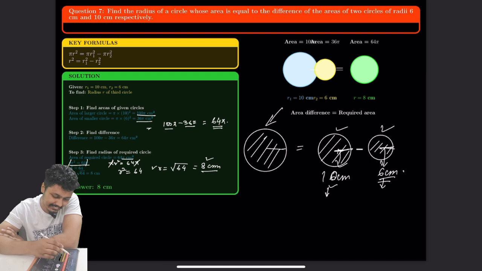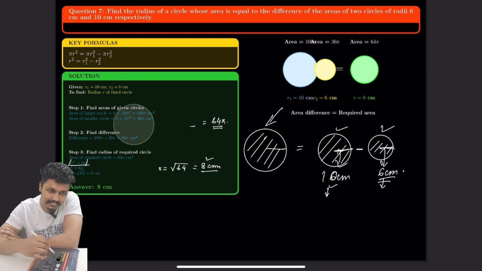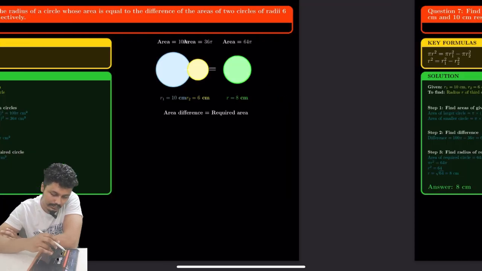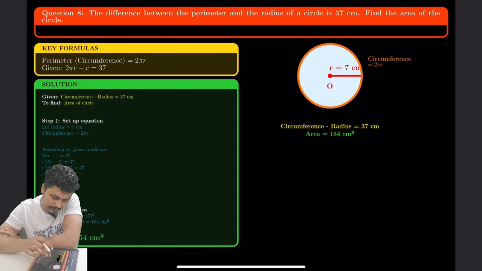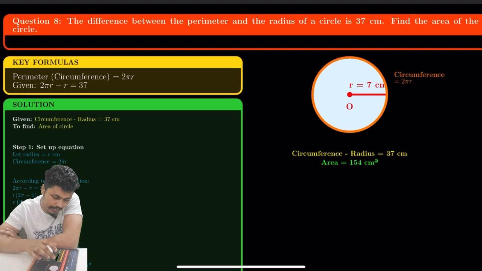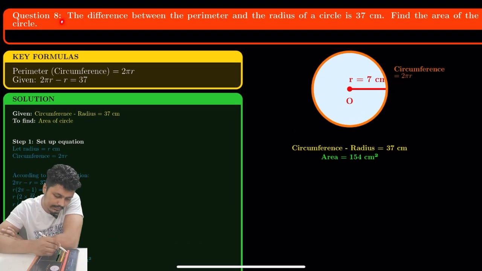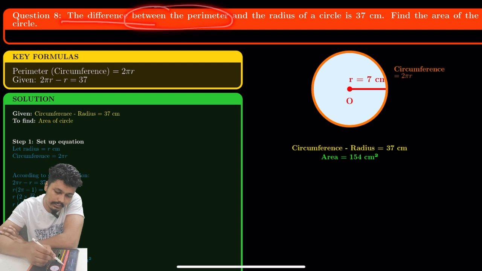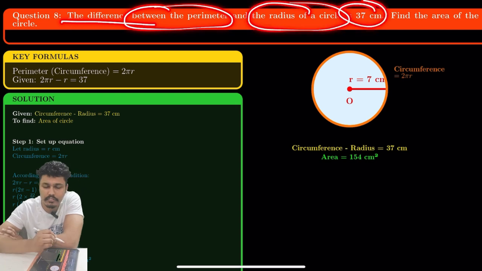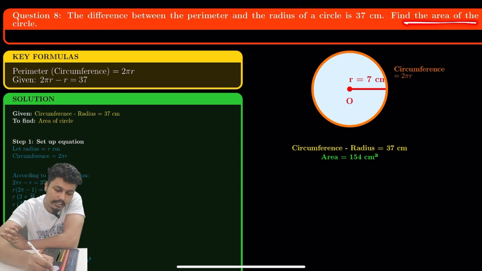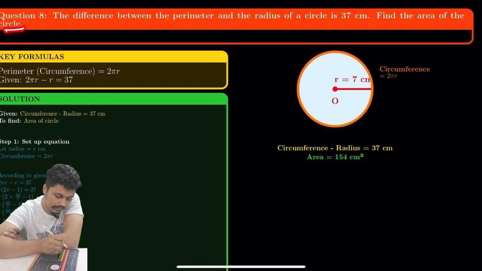Let's go next. Question number 7 is done. Let's go to question number 8. Okay, here goes question number 8. Question number 8 says the difference between the perimeter and the radius of a circle is 37 centimeter. Find the area of the circle.